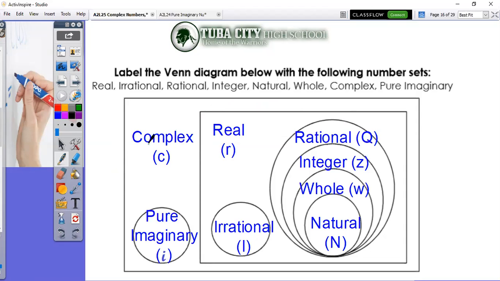So imaginary numbers, as you might guess, are not real numbers. But complex numbers, now remember, complex numbers have a real part and an imaginary part, but that imaginary part takes them out so they're no longer real numbers.